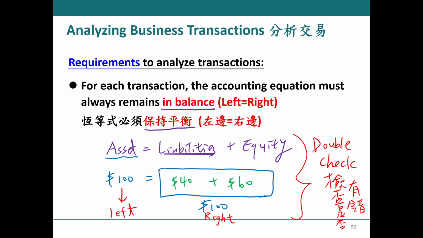Any questions? Please, when we analyze transactions, you always need to do this to double check whether you did it correctly or not. Right? Okay. Second requirement.